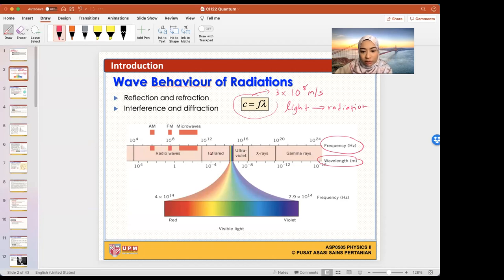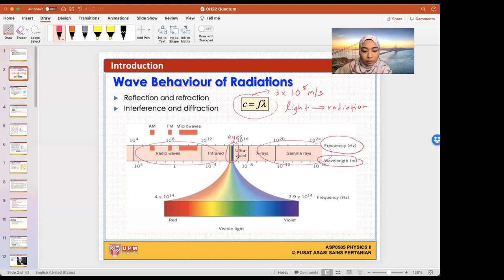And within this range, we have one section where we can see all the lights. It's red, yellow, green, blue, purple. The things that you can see are within this region. This is where your eyes are equipped to see the radiation. Otherwise, these parts, your eyes cannot, your eyes are not that advanced. We have machines that are more advanced than your eyes.